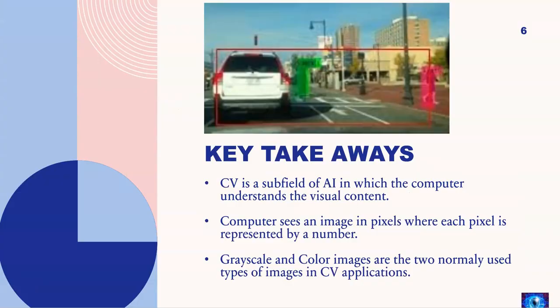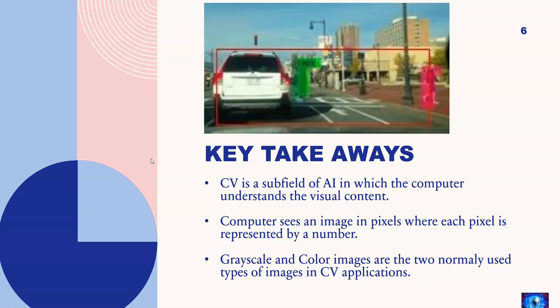Now we have come to the end of this video. In this video of the series on computer vision, we equipped ourselves with the basics of computer vision. We saw what computer vision is, which is nothing but a subfield of AI. We also saw how the computer sees an image. It sees in the form of pixels, where each pixel is represented by a number. We also saw that there are 2 very important types of images, grayscale and color images, which are normally used in computer vision applications.